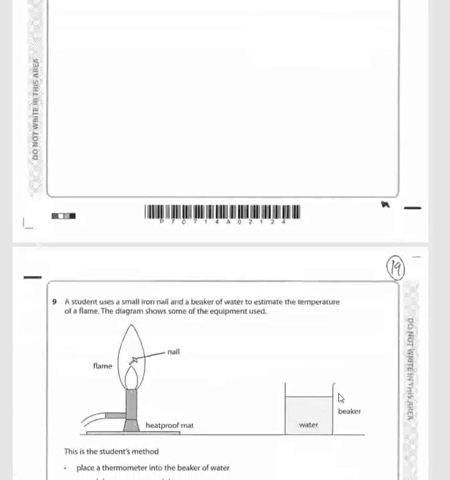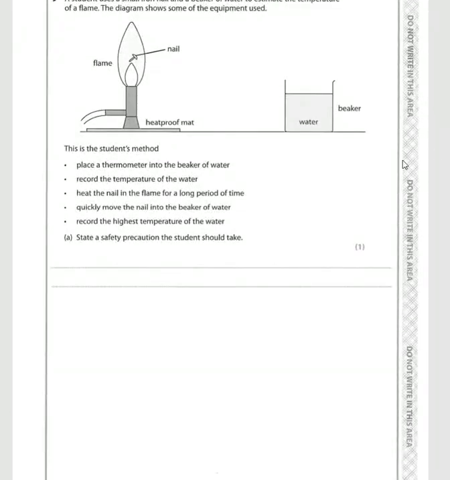Right, let's move on. Now we have this one here. What is a safety precaution? This one should be straightforward. So goggles. It's not Google, so goggles. Goggles slash tongs to handle it slash gloves. These are the main ones that we need to do.